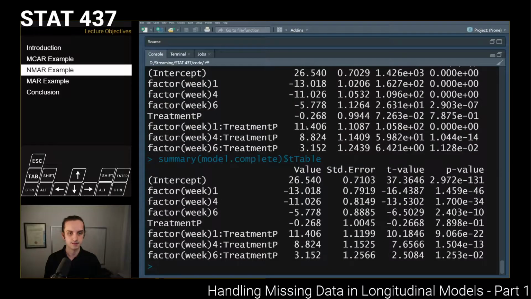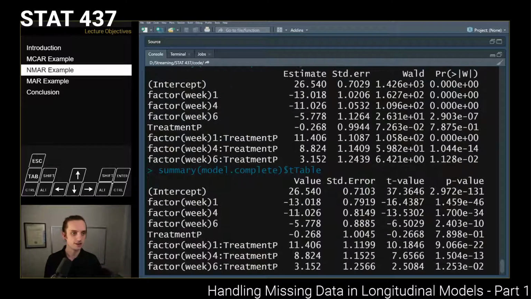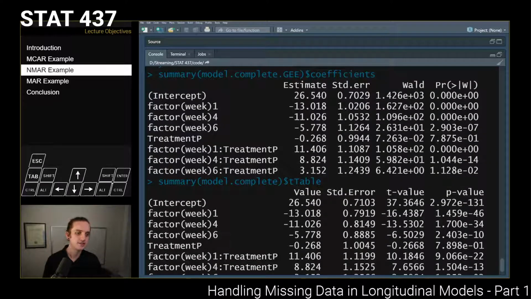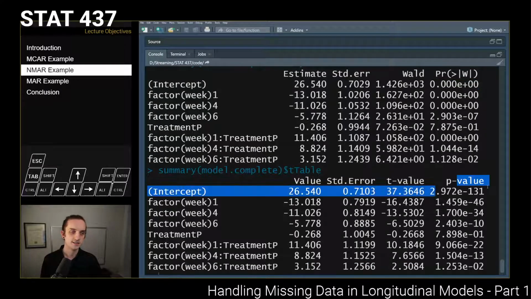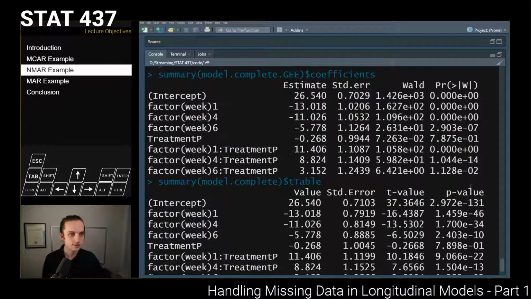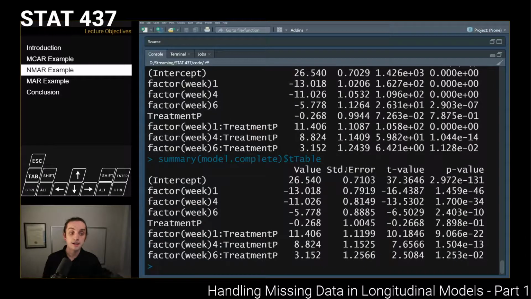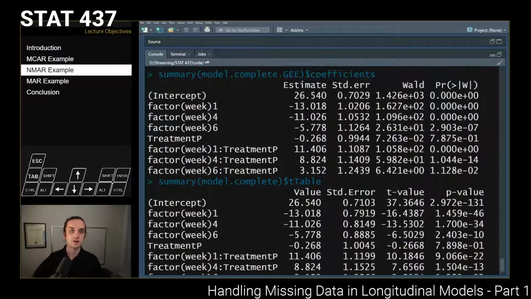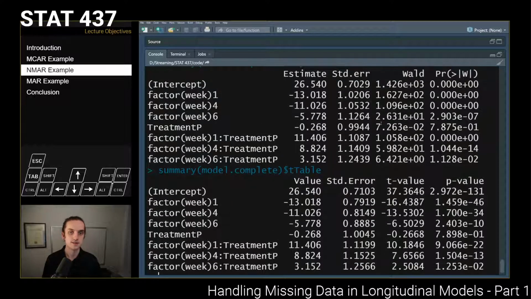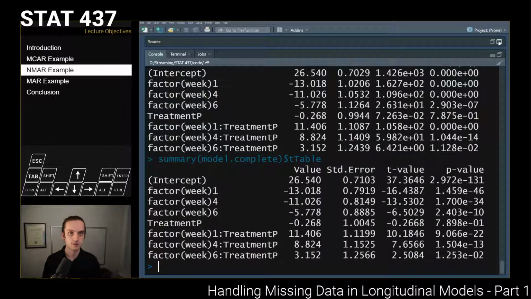So the estimators for the parameter values are identical. The p-values appear to be slightly different, but again, we're saying this is 0. Something times 10 to the negative 131 is also 0 for all intents and purposes, right? And so it's not exactly the same, because the actual process of fitting is slightly different in these two situations, but for all intents and purposes, these give us the same estimators, okay?